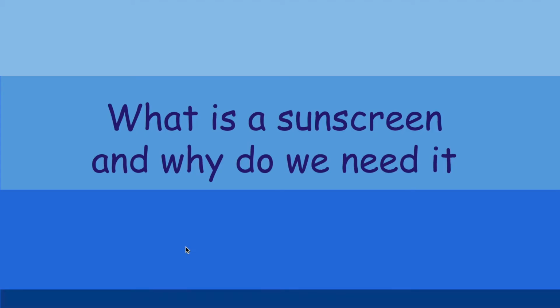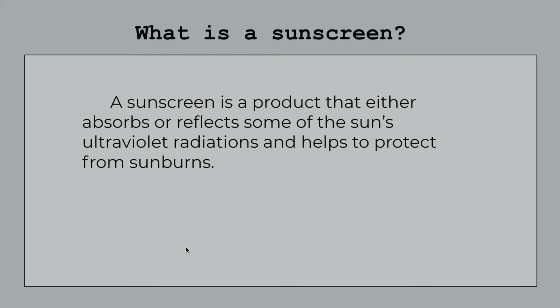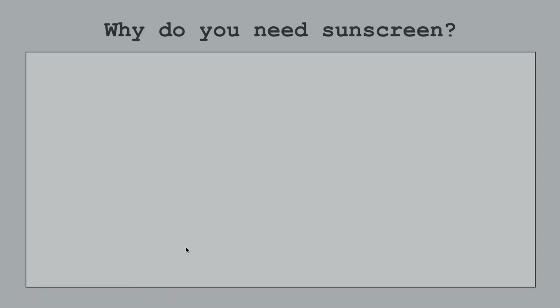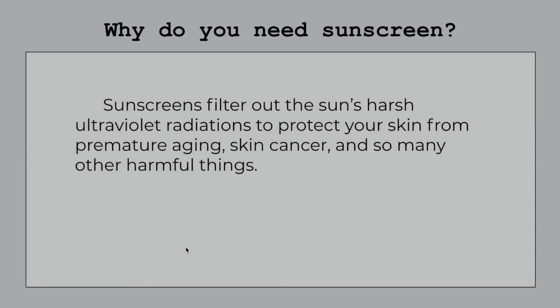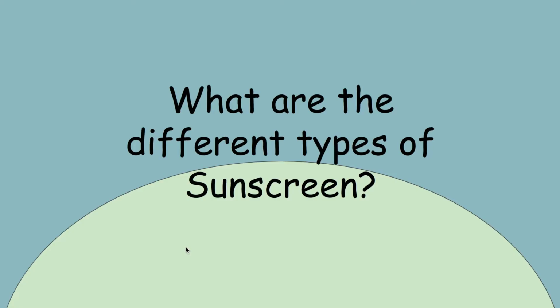So what is a sunscreen and why do you need it? Well, a sunscreen is a product that either absorbs or reflects the sun's ultraviolet radiation and helps to protect from sunburns. But why do you need it? Sunscreens filter out the sun's harsh UV rays that can cause premature aging, skin cancer, and so many other harmful things. Then what are the different types of sunscreens?